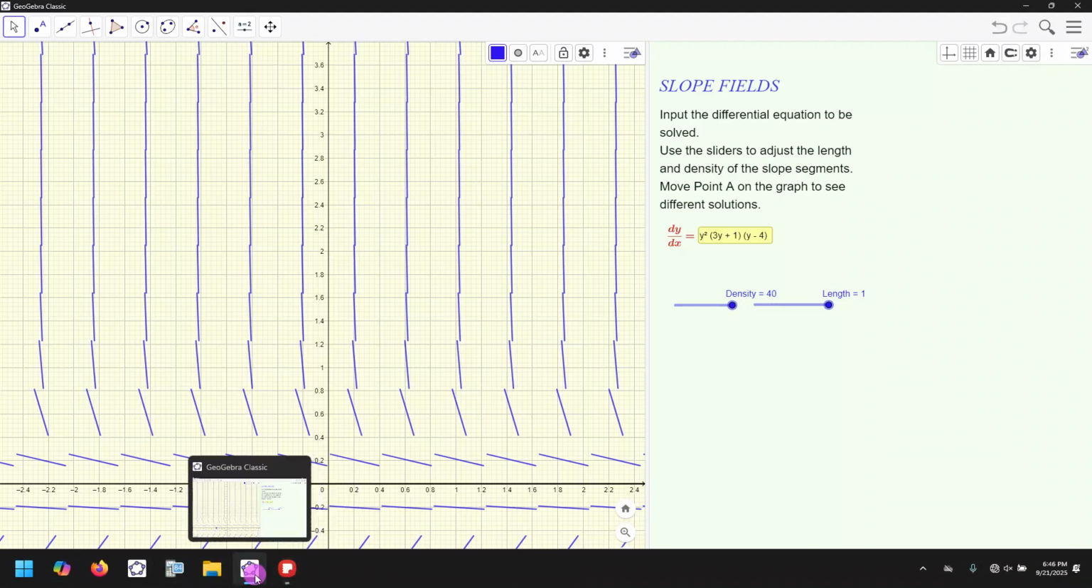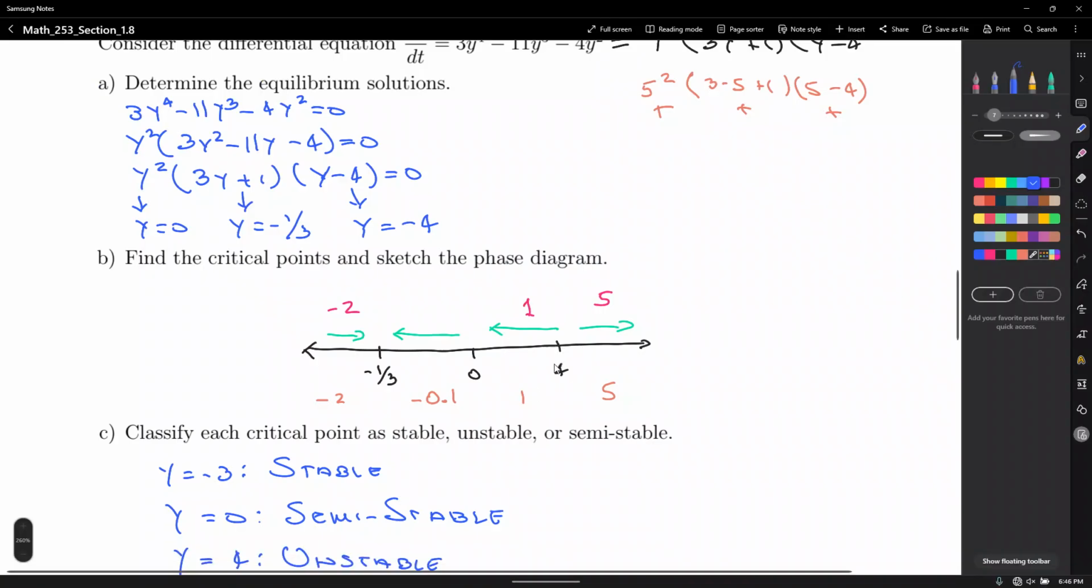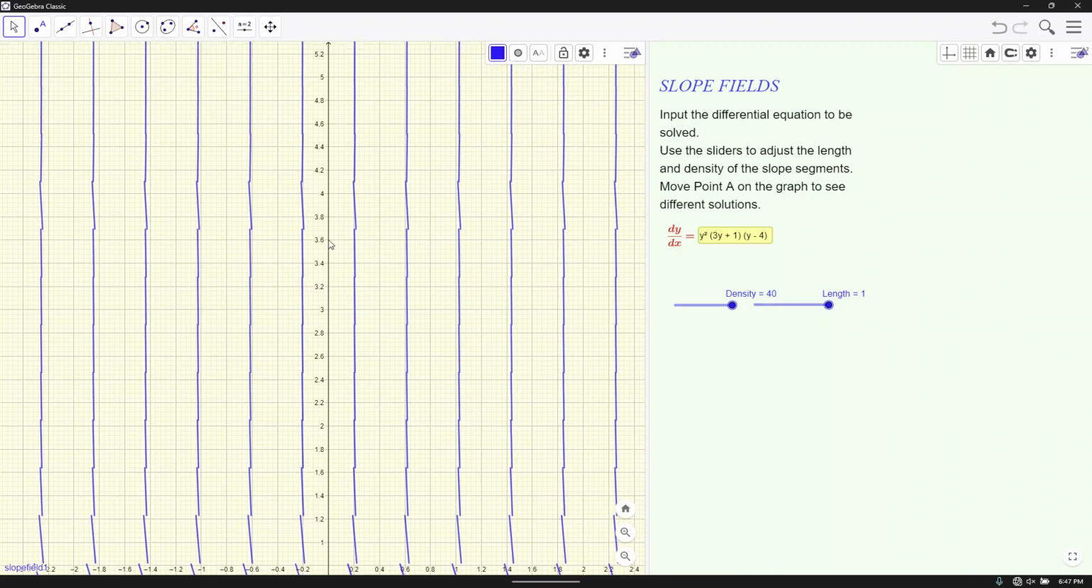And finally, the one we want to verify is the unstable point at y equals 4, where we have both slopes going away from the equilibrium solution. At y equals 4, see how there's a negative slope, a positive slope, very steep slopes. However, we can see that the critical point is actually an unstable one. All right.